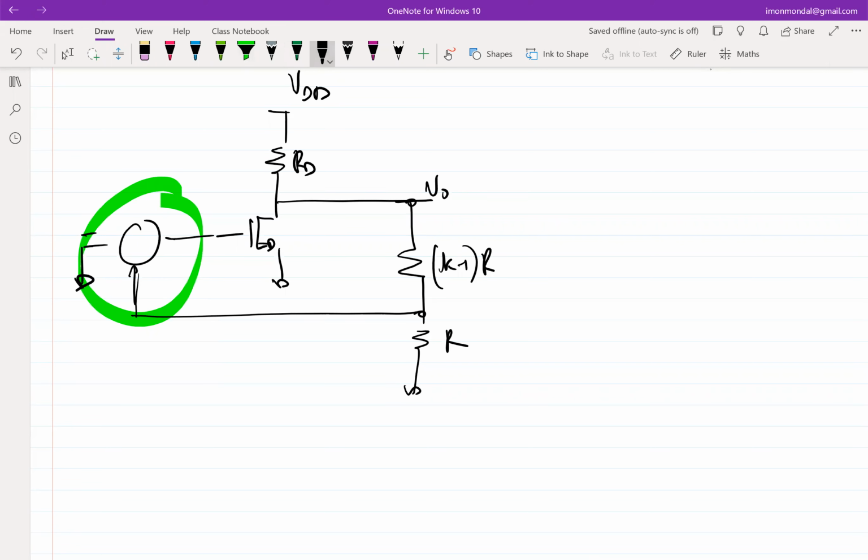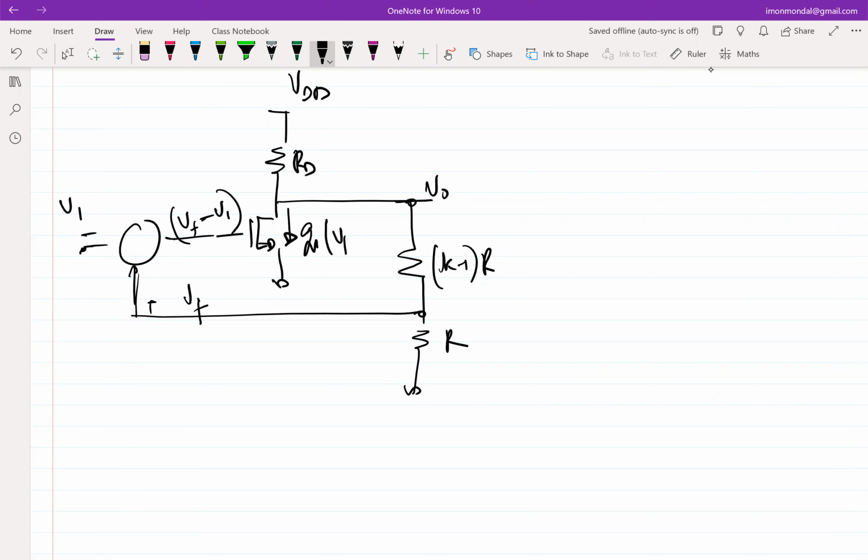Now, what is the purpose of this summer? In the small signal sense, what is it doing? It is taking the difference between these two voltages, right? Let's say this is V1 and this is VF. It is taking the difference between VF and V1 and feeding it to my common source amplifier. And the error current that I am getting is GM times VF minus V1. Okay, so this is simple enough. This is the error current that I am getting.